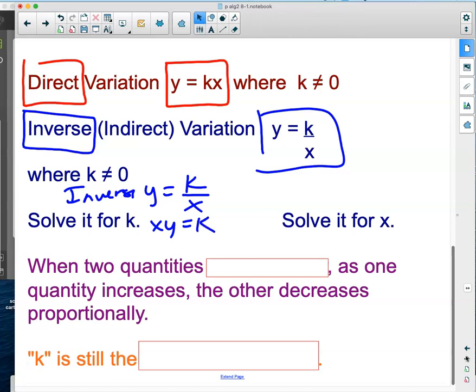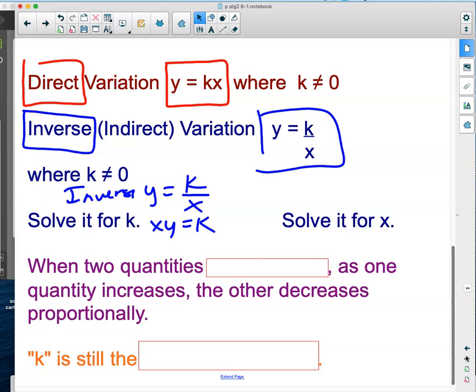Now, here's what's interesting. Inverse variation uses division. y equals k over x. But to step back and say, well, what am I going to see in the data is actually multiplication. So if we take the x's and we multiply them by the y's and we always get the same number, that tells us it's inverse variation. And what we're getting is k.